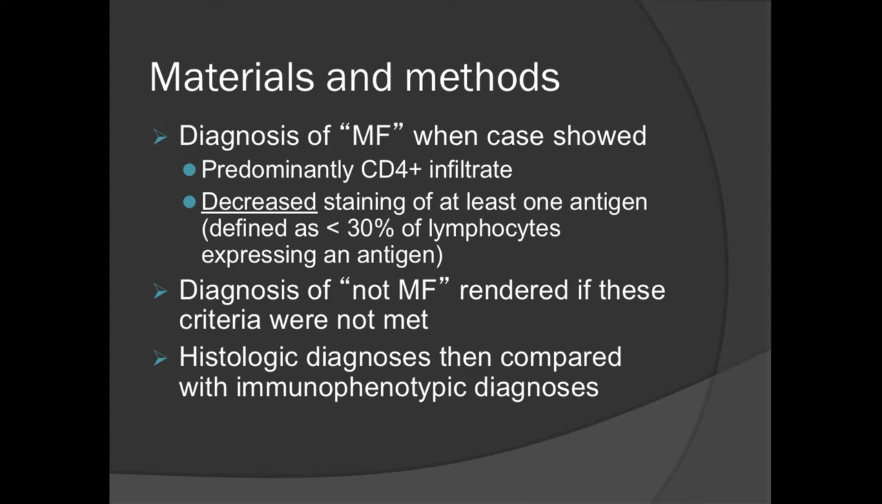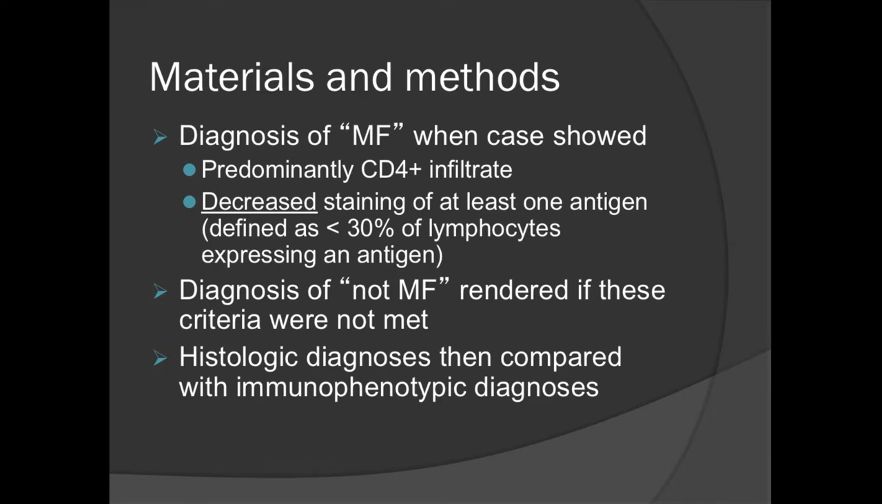Decreased staining of at least one of these pan T-cell antigens, which we defined back then as less than 30%. The literature has now moved to less than 10%, and I suspect our results would look different now, but I don't have the patience, the time, or any friends left to redo this study with 10% as a cutoff. So if the criteria were not met, it was not MF. Then it was really simple.